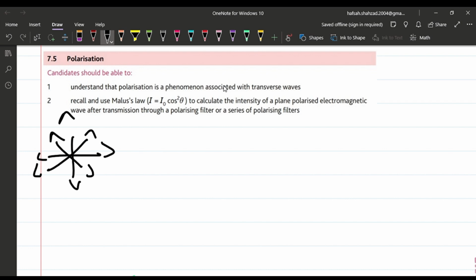So I've taken an example of a bulb. Okay, a very common light source present in everyone's room. We have a bulb. Now the light that is coming off from the bulb, it's unpolarized. So this diagram basically represents unpolarized light. Unpolarized light, the particles in it are moving in all directions. They do not have an orientation, right?